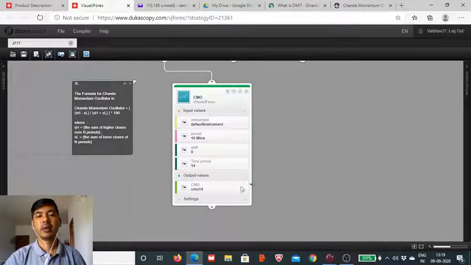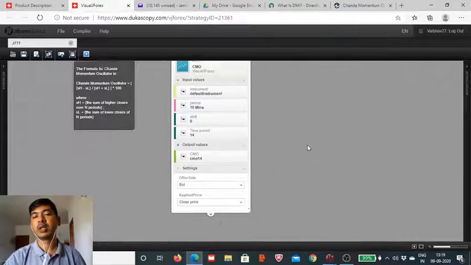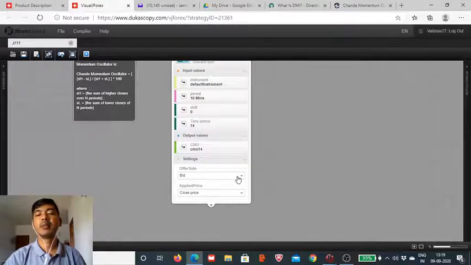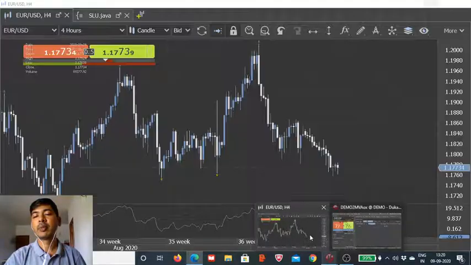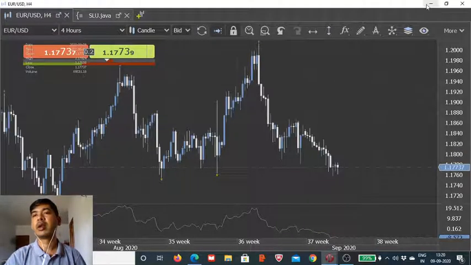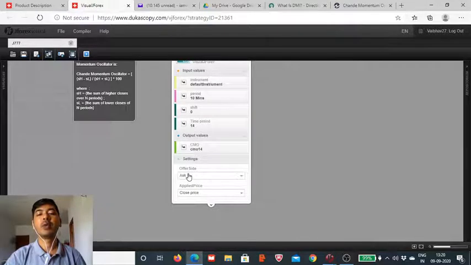And if we check out these two conditions, this is fairly simple. If you want to do the calculation on the bid side, then you have to keep the offer side on the bid. If you want to change it to ask, then it will be calculating the CMO output while taking into consideration the ask side of the price, as there is spread, so there is a minor difference between the output value of the ask and the bid.